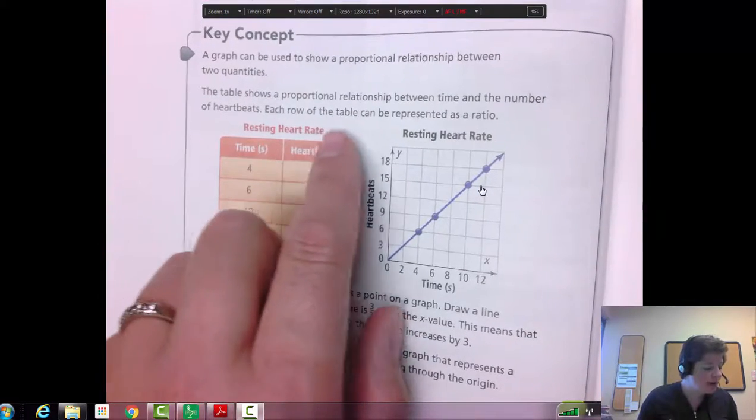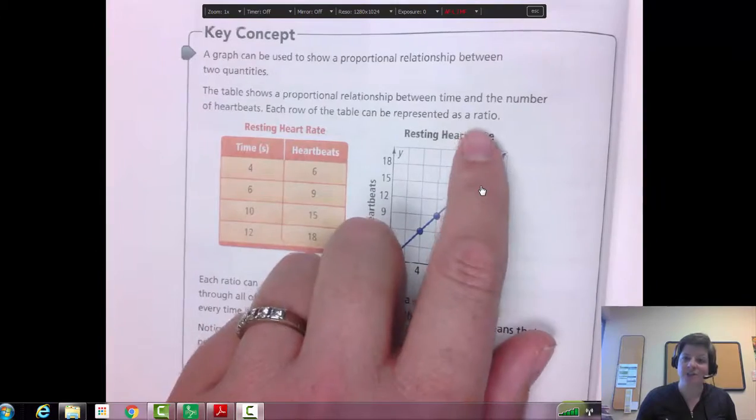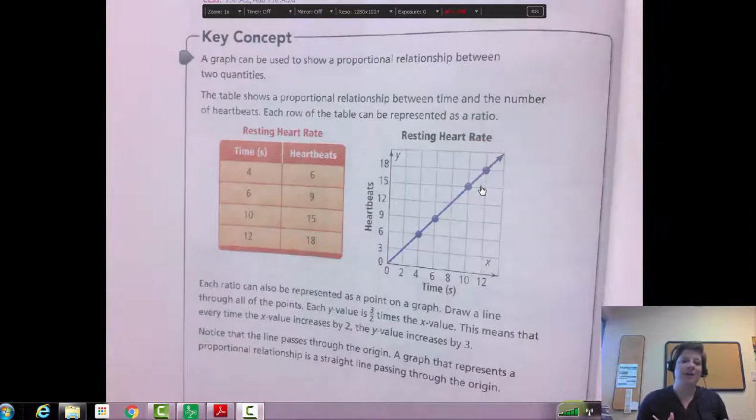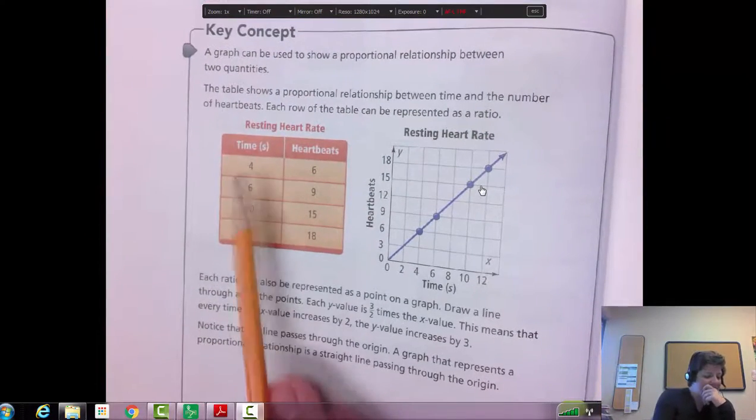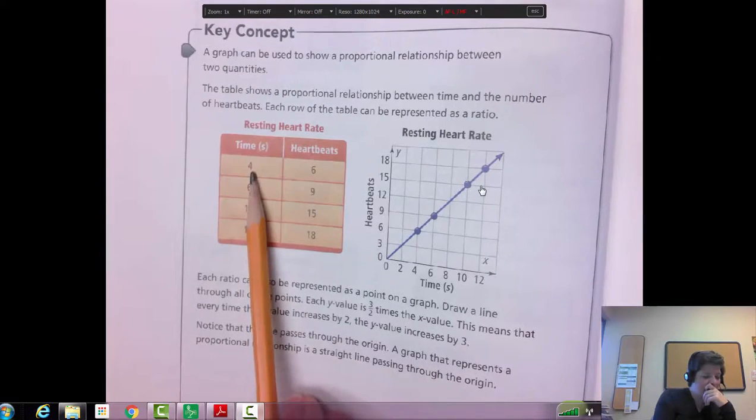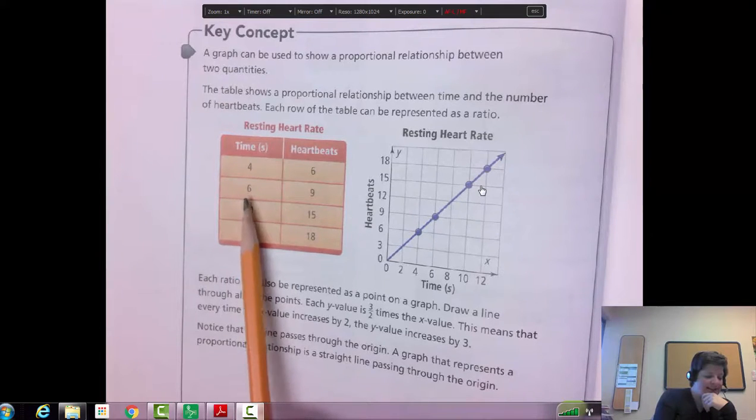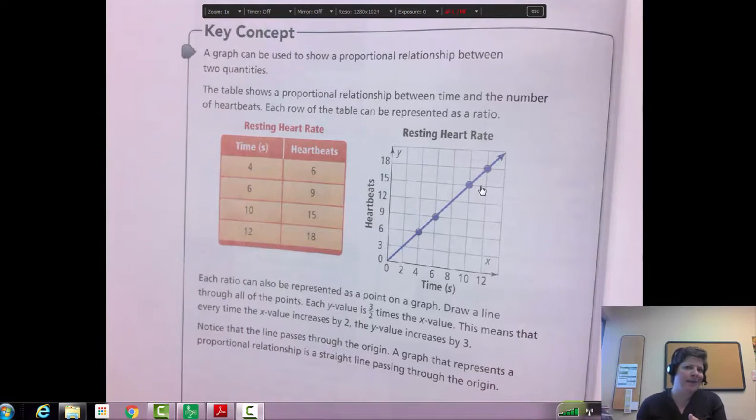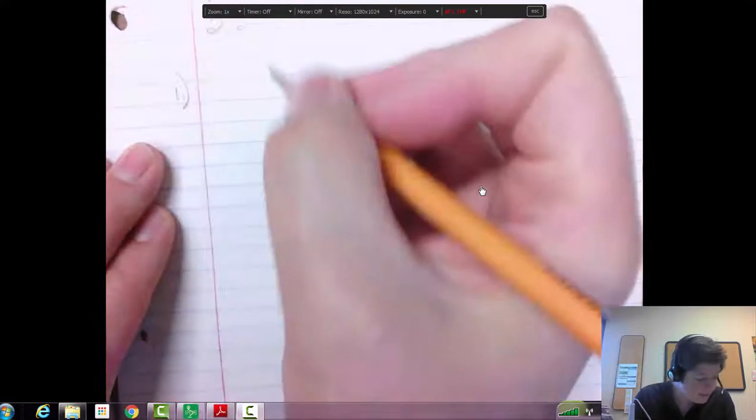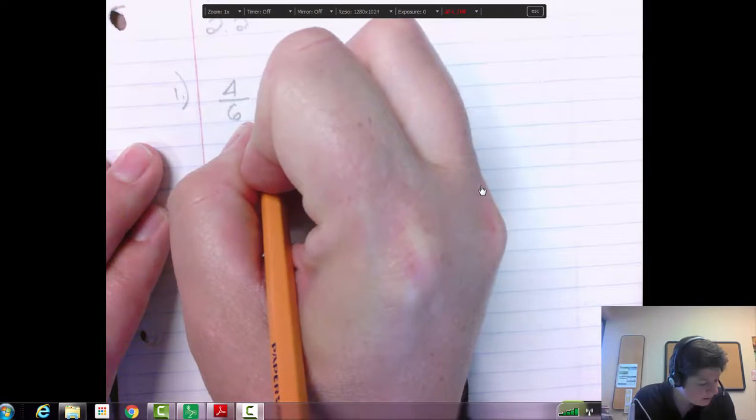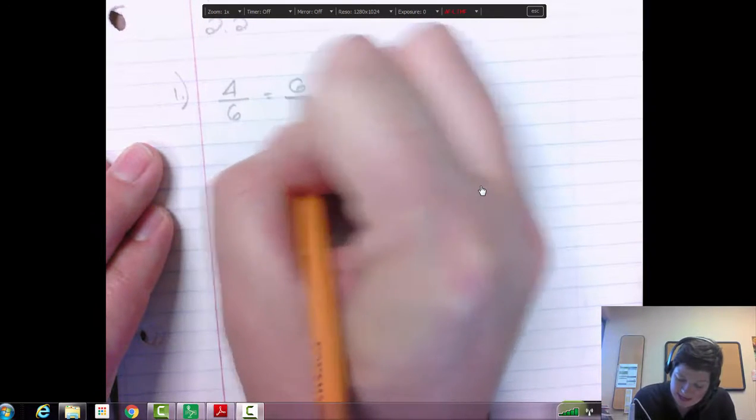The table shows a proportional relationship between time and the number of heartbeats. Each row of the table can be represented as a ratio. That's what they're talking about. So look, if I take 4 and 6, do those have the same relationship as 6/9? Well, think about it. If I wrote them as a fraction, 4 over 6, I'm going to write it on my paper over here. So this is just my first example. If I write 4 over 6, does that equal the 6 over 9?